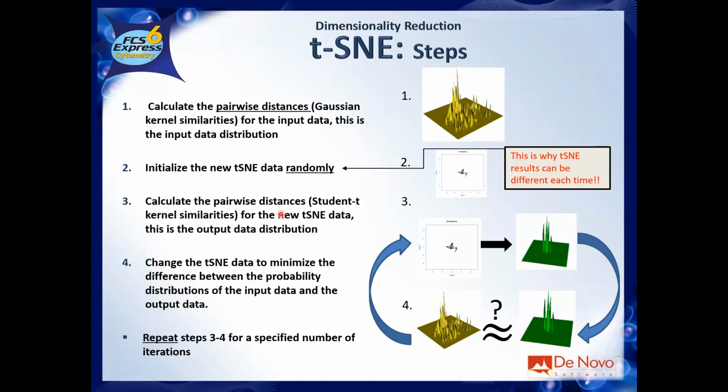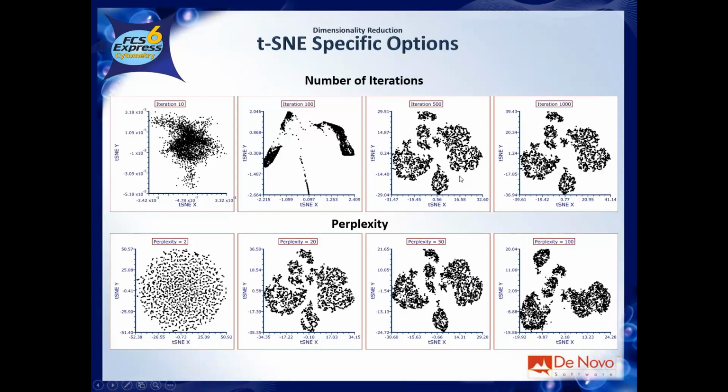Then it calculates the pairwise distance in the new dataset, and then it starts to compare the new dataset with the original one. And at every cycle, because you need to know that tSNE is an iterative process, tSNE refines the new dataset in order to minimize the difference between the two datasets. So the new one in the lower space and the original one in the high dimensional space. So the crucial point here is that it's an iterative process and you have different cycles, different iterations. And indeed, the number of iterations is one of the options that you can deal with in FCS Express.